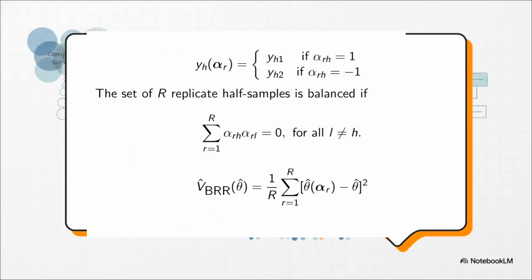And here is the payoff, the BRR variance estimator formula. Let's read through this dynamically. You've got V hat sub BRR of theta hat, which equals 1 over R, multiplied by the sum of the squared differences between theta hat of alpha r and theta hat. Okay, so what does that mean in plain English? You basically calculate your statistic, say a mean or a ratio, for the full sample. That is your theta hat. Then, you calculate that exact same statistic for just the units in your balanced half sample. That's theta hat of alpha r. You just subtract them, square the difference, sum them all up across all your r replicates, and average them out. It perfectly mirrors the variance you'd get from standard stratified sampling, but it works for highly complex statistics.